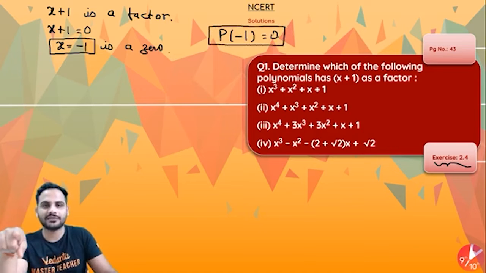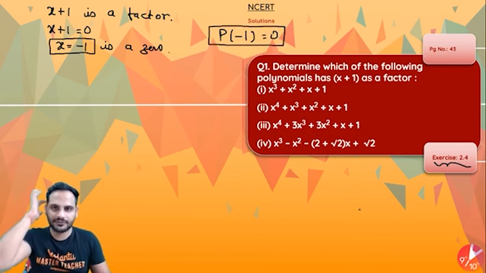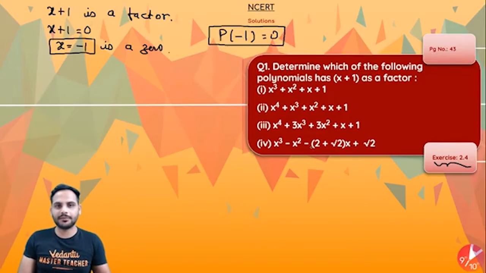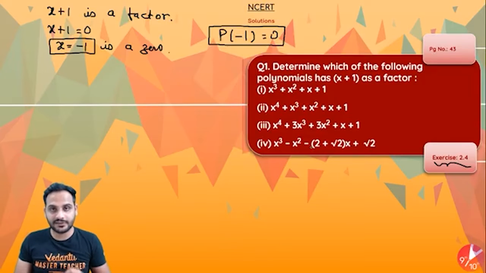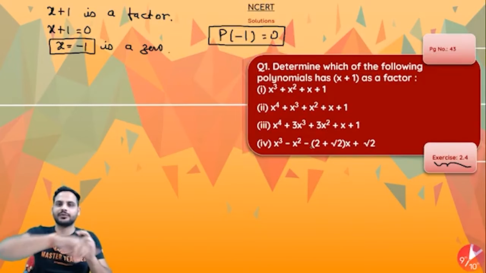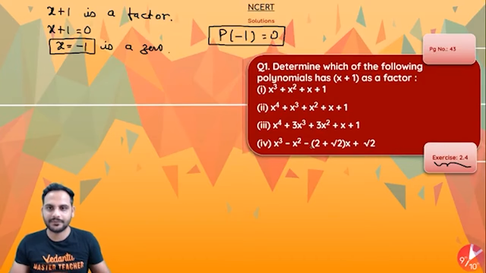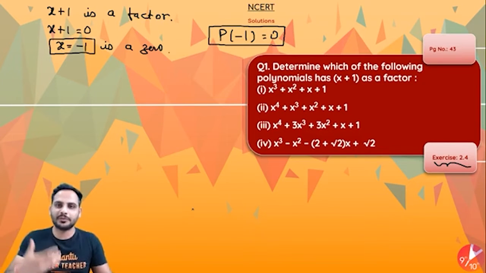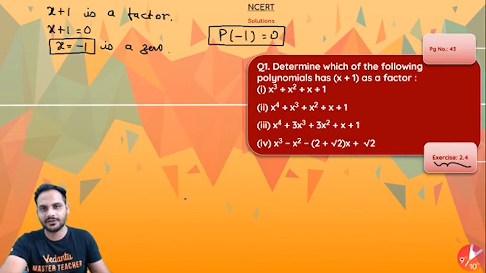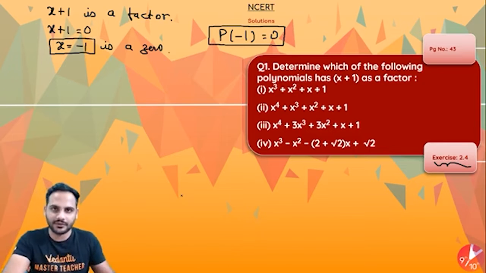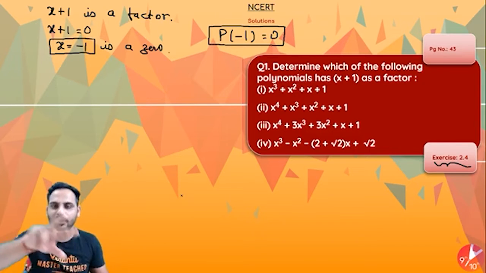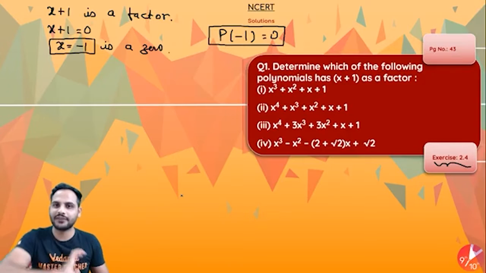Wherever it will be satisfied, I will say that polynomial has x is equal to minus 1 as a 0. So the factor will be x plus 1, right? So let's see for which of the polynomials x is equal to minus 1 is a 0. Wherever x is equal to minus 1 is a 0, x plus 1 will be a factor. We know how to convert factor to 0, 0 to factor.